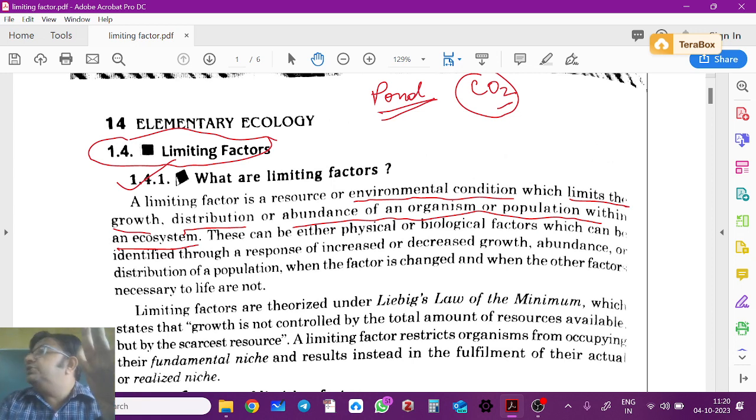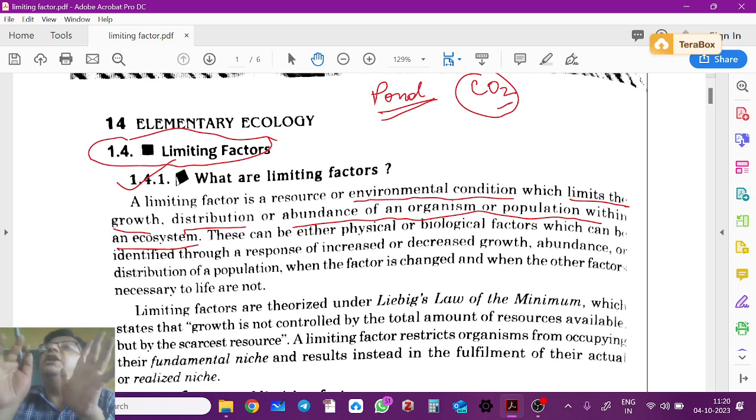In a different ecosystem, you have to first find what the limiting factor is. Suppose you are growing on a land ecosystem, soil, water, everything is there, but maybe you are missing magnesium over there. That is the limiting factor. Remove the magnesium, growth gone. The ecosystem collapses.